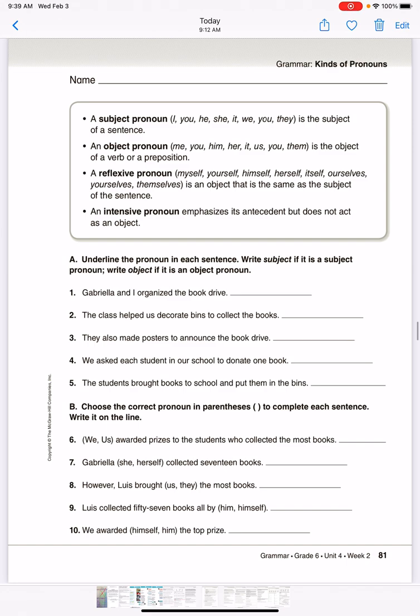So you know what pronouns are, and we've talked about subject pronouns and object pronouns, largely being where they take place in the sentence. We're going to introduce two new things for you today, though, a reflexive pronoun and an intensive pronoun. A reflexive pronoun is an object that is the same as the subject of the sentence. Myself, yourself, himself, herself. An intensive pronoun just emphasizes the antecedent, which is the word the pronoun replaces. It emphasizes the antecedent, but it doesn't act as the object.